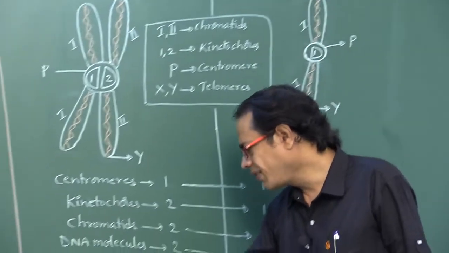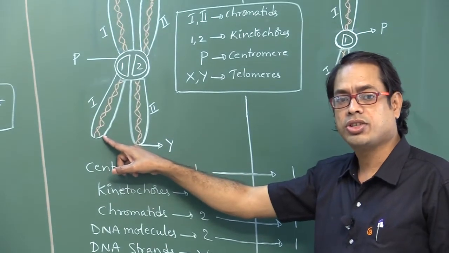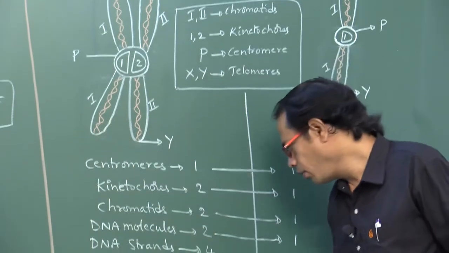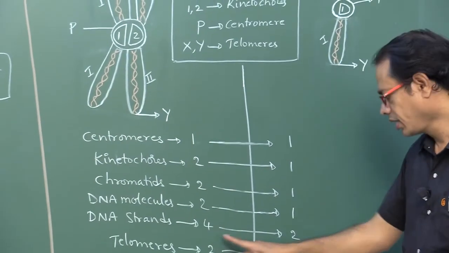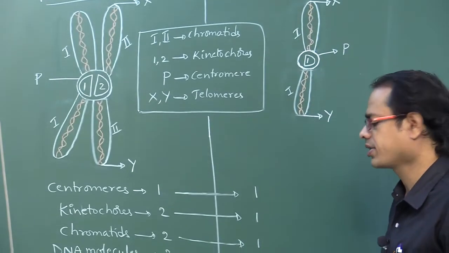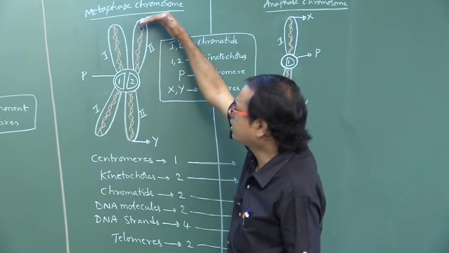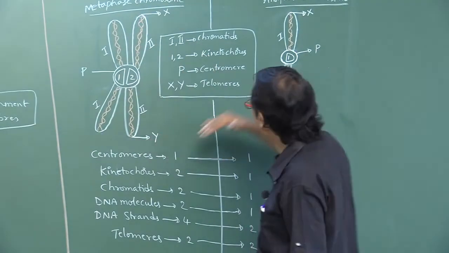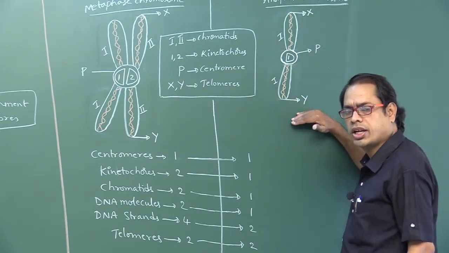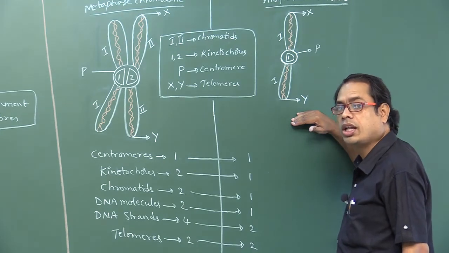Next, number of DNA strands. Each DNA has 2 strands, so a total of 2 plus 2, 4 DNA strands in metaphase. Here, one DNA means 2 DNA strands. Telomeres: this is one telomere, this is another, 2 telomeres. Here also, one telomere and another. So the tip of each end of the chromosome is called telomere.